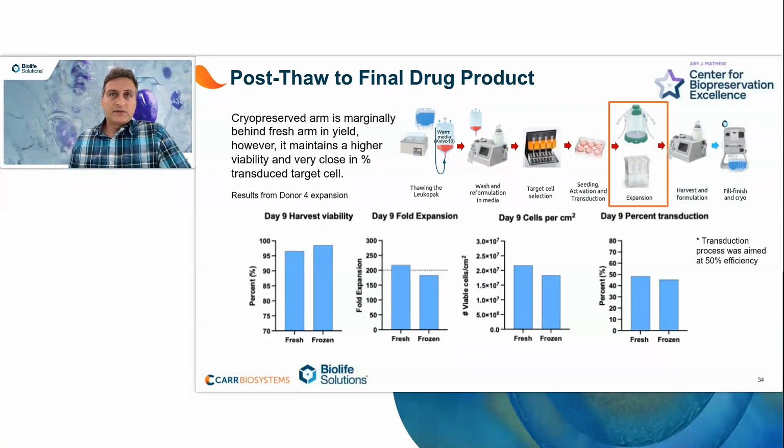In all of the figures that you see in this slide, we have fresh versus frozen. So that's referring to the fresh leukopak versus frozen leukopak that went through the same process. You can see that by day 9, we have a slightly higher viability on the frozen arm and a slight hit that the frozen arm takes on the fold expansion. Maybe it's about 10 to 15% lower than the fresh. Might be expected given that the cells were frozen, but there might be something more into it.